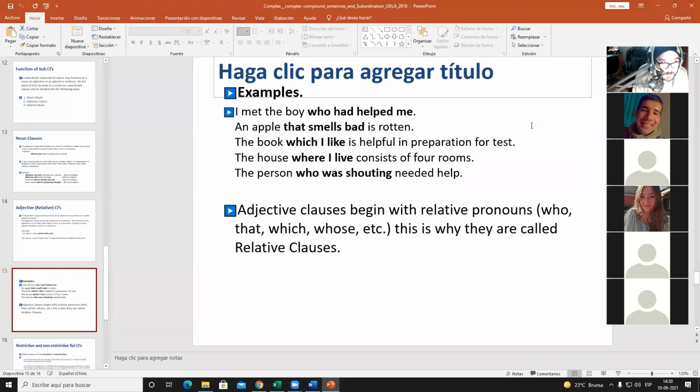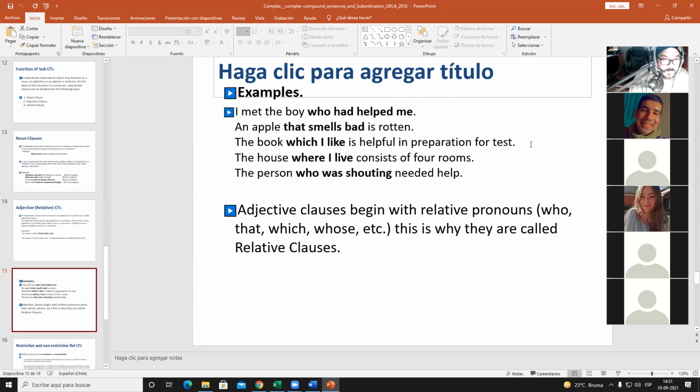Here we have more examples. I met the boy who had helped me. Where who had helped me is the adjective clause, which is modifying the noun head boy, right? And so on and so forth with all the rest of them. I want you to pay attention to number three. The book which I like is helpful in preparation for test.